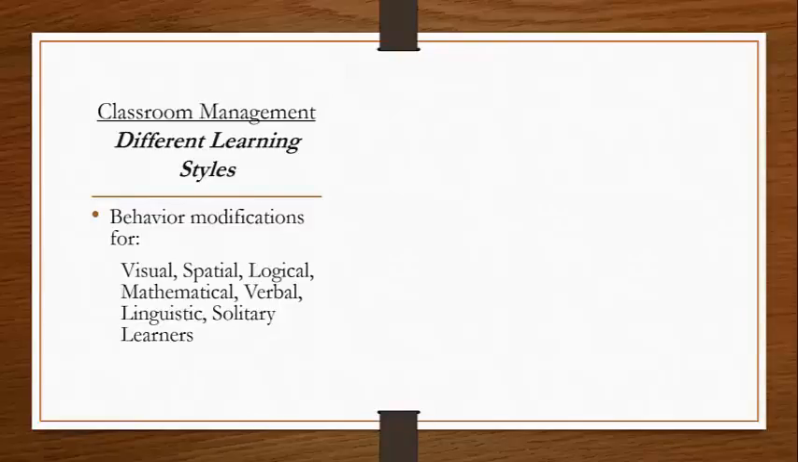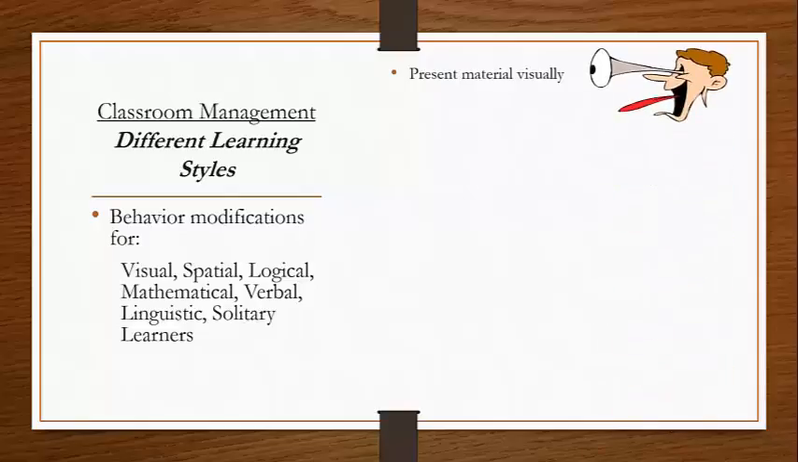Now let's move on to behavior modifications for visual, spatial, logical, mathematical, verbal, linguistic, solitary learners. Some of these you'll see are a little repeated, because they kind of bridge the gap between a couple of them. Here we're going to want to present material visually. A visual learner is going to need visual examples, graphic organizers.